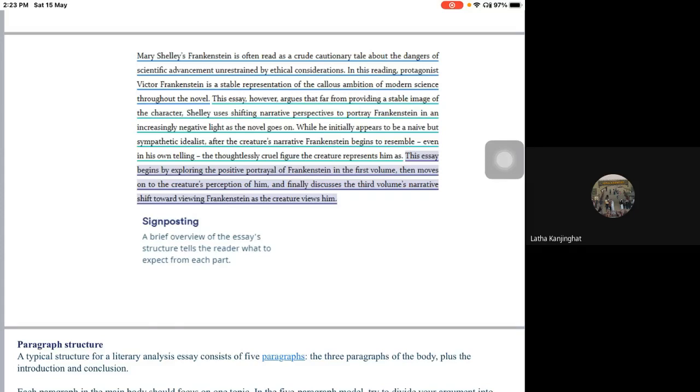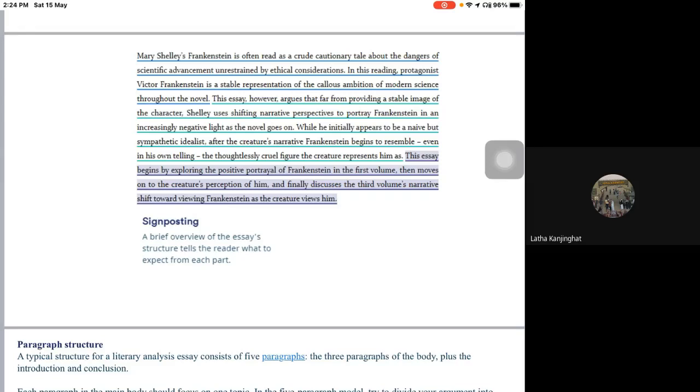"This essay begins by exploring the positive portrayal of Frankenstein in the first volume, then moves on to the creature's perception of him, and finally discusses the third volume's narrative shift towards viewing Frankenstein as the creature views him." So you see there how it begins: first this happens, then that happens, and finally this happens. Look at the structure of that sentence.